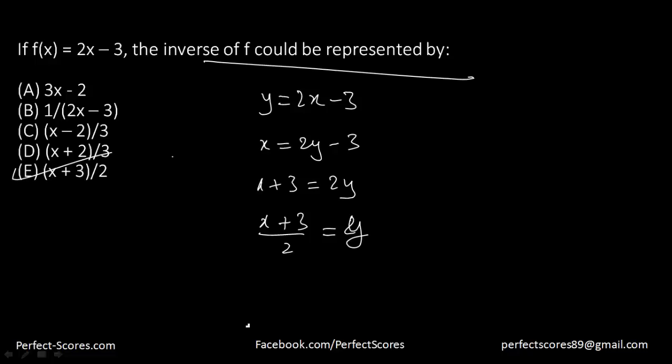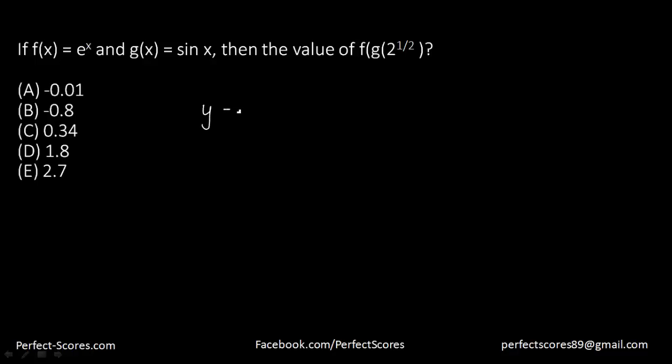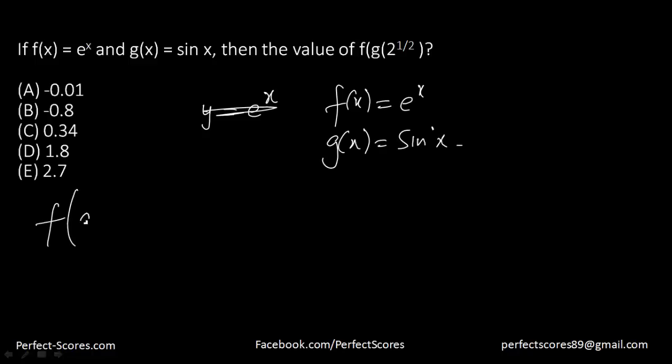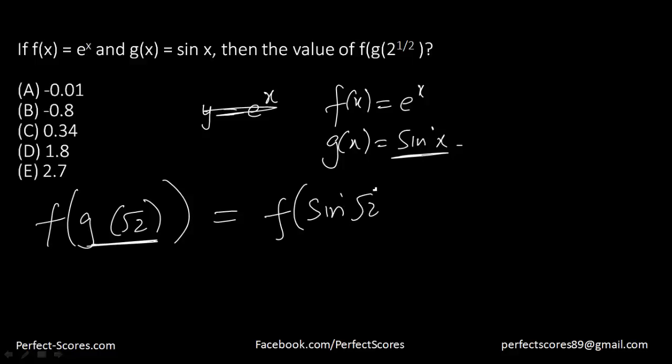So I hope you're understanding this point over here, guys. Let's move forward to the next one. The next one says that f of x is equal to e to the power x, and g of x is equal to sine x. So the question is asking f of g of square root 2. So what is g of square root 2? g of square root 2 is sine square root 2. And what is f of sine square root 2? f of sine square root 2 is e to the power sine square root 2. So if you use your calculator to find e to the power sine square root 2, you will get your answer to be equal to 2.7.